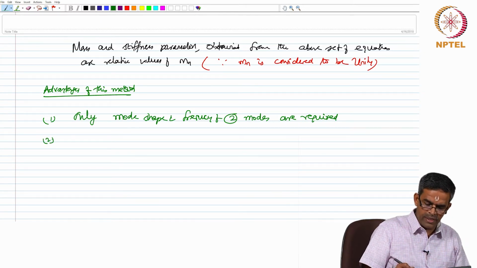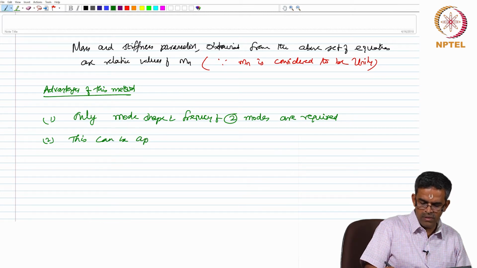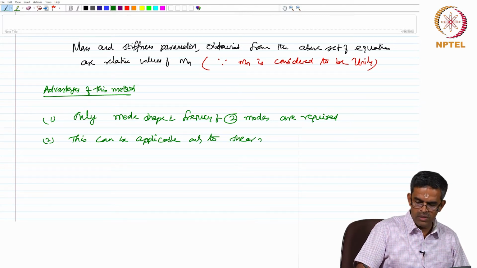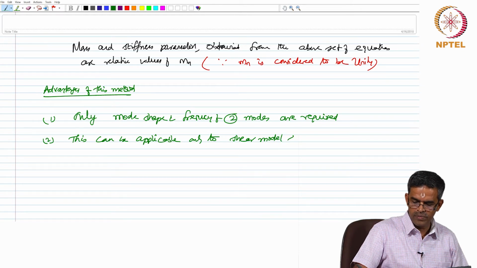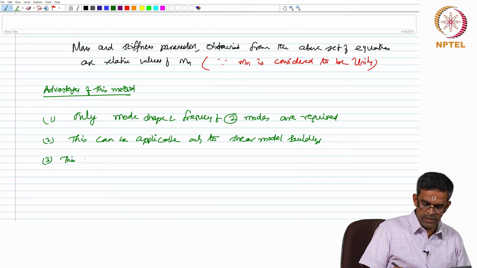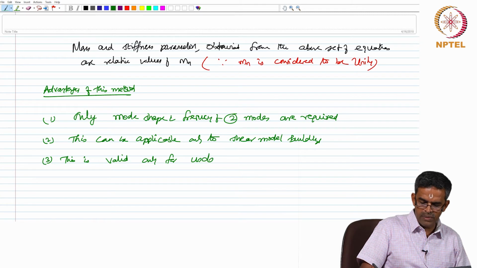This method has limitations. This can be applicable only to shear model buildings. Thirdly, this is valid only for undamped systems.